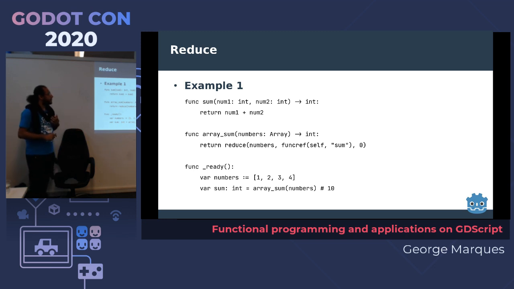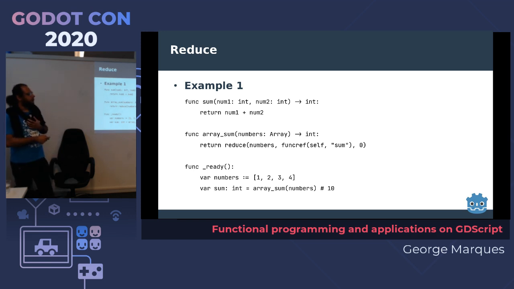So I have the sum function, which just takes two numbers and adds them together. So how do I sum every element of the array? I call reduce with the numbers and the sum function, and the starting value is 0 because I start with 0. So we have the 1, 2, 3, and 4 array, and I call the array sum. It will apply this function for each element, and the result is 1 + 2 + 3 + 4, which is 10.